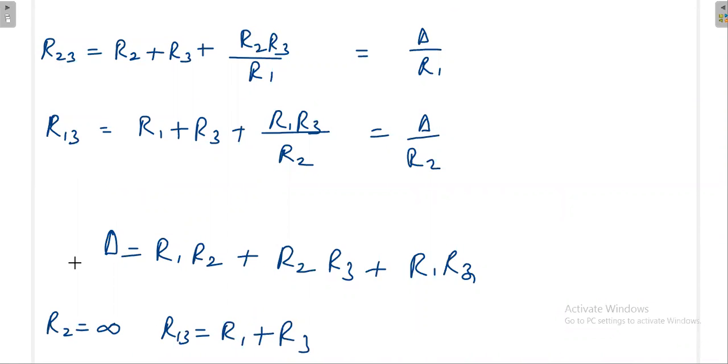If I substitute R2 equal to infinite in the formula, am I getting the same result? Yes, I am getting the same, so the formula is working. Like this, you can do some cross check if you have any confusion in future. Then I'll go to the next one, delta to star.